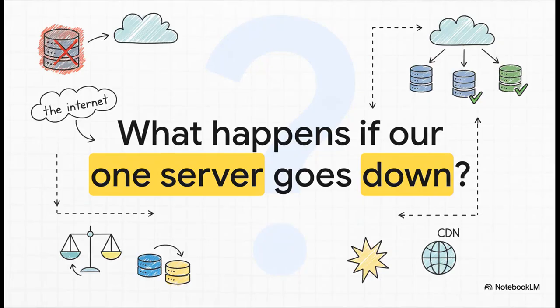And what is that weakness? It's what we call a single point of failure. It doesn't matter if you have a tiny server or a massive supercomputer. If you only have one and it goes down, poof, your whole service is offline. And that is the very first problem we need to solve.